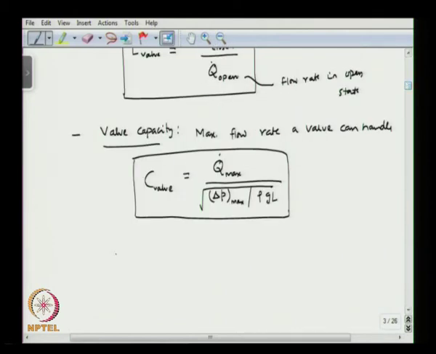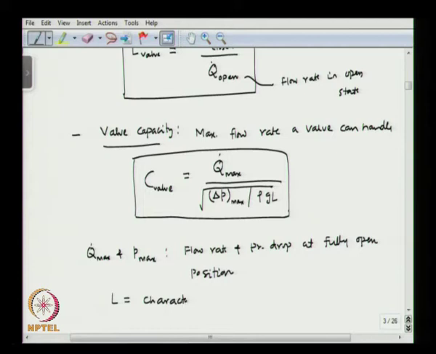Now, here Q max and delta P max are the flow rate and pressure drop at fully open position, and L is the characteristic length of the valve.